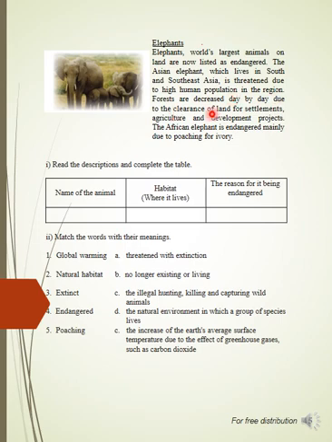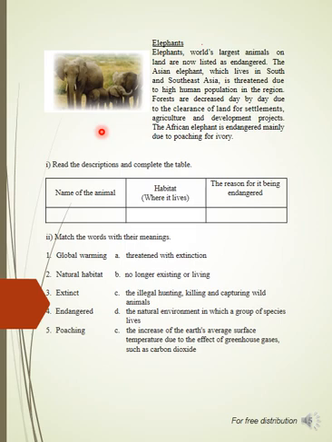The African elephant is endangered mainly due to poaching for ivory. Now they have given an important record of the African elephant, that it is in danger because of poaching. What do you mean by poaching here? Illegal hunting. Why are they doing illegal hunting here? To get the elephant's tusk. That's called ivory. Elephant's tusk.